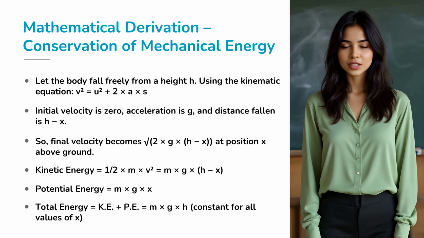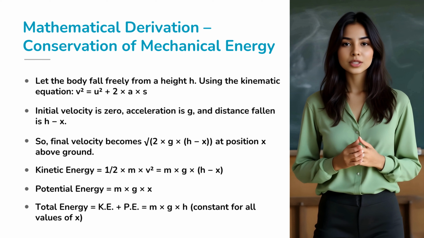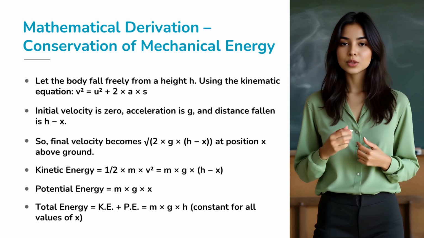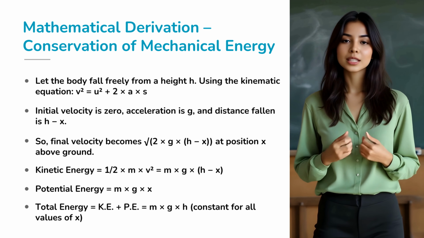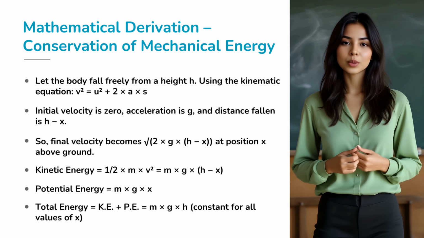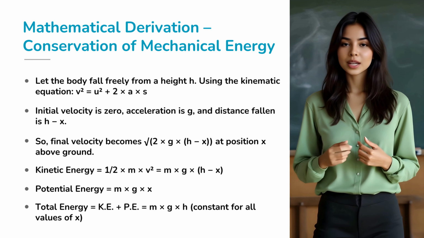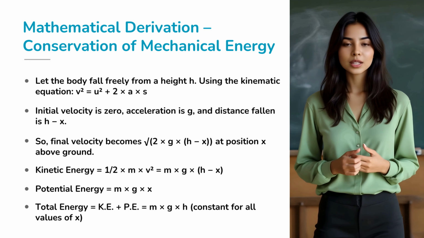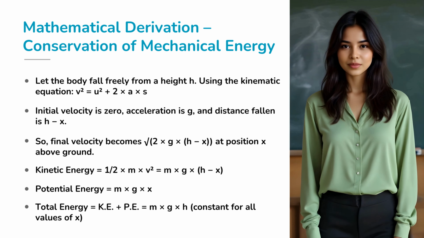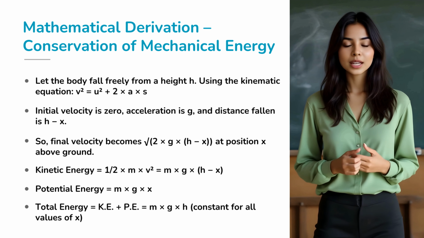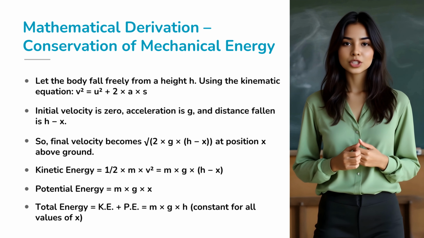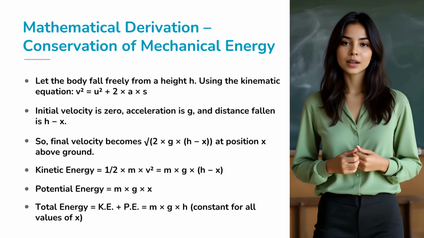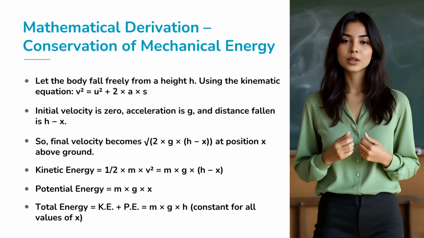Now kinetic energy is KE equals 1/2 m v squared. Substituting the value of v squared, we get KE equals m g (h minus x). At the same height x, potential energy is PE equals m g x. So total energy becomes KE plus PE equals mgh, and that's constant at any point of motion. A simple but elegant proof of how energy remains conserved in freefall.